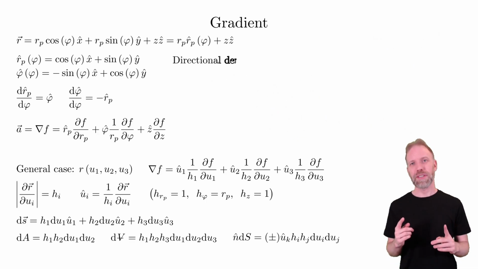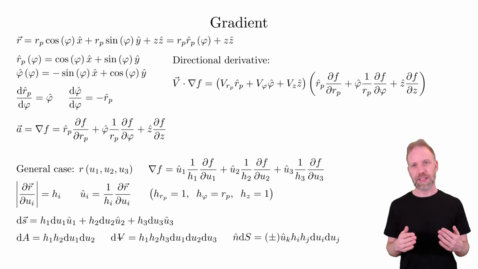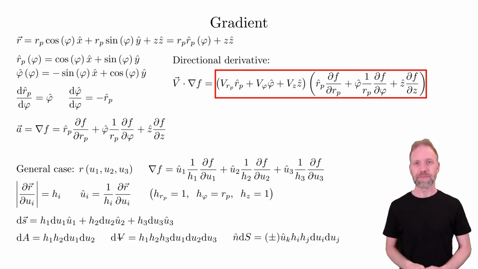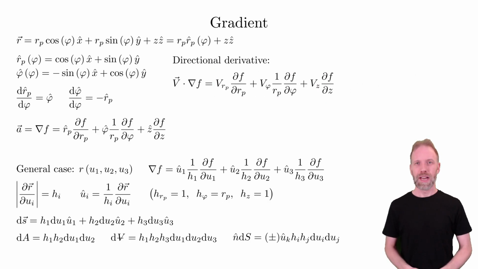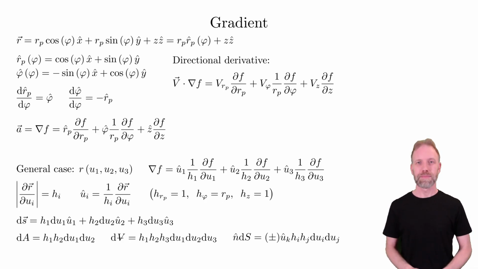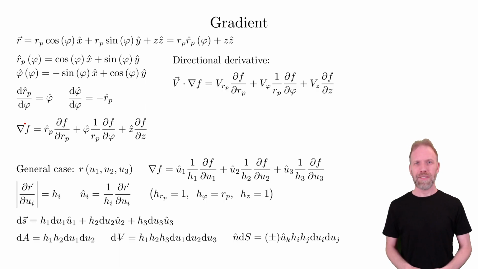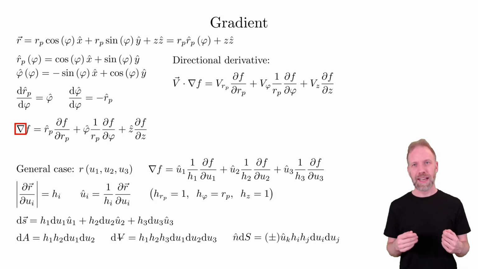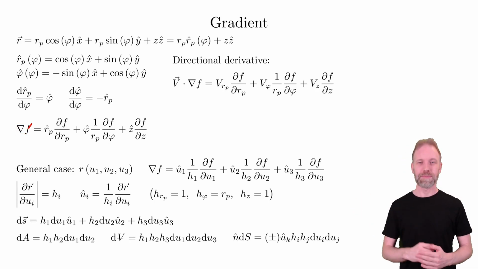A quick note on the directional derivative for scalars. It is simply the dot product with the gradient as before. All you need to think about is to include the updated expressions for the gradient. We can still talk about the gradient as an operator simply by removing f from this equation.